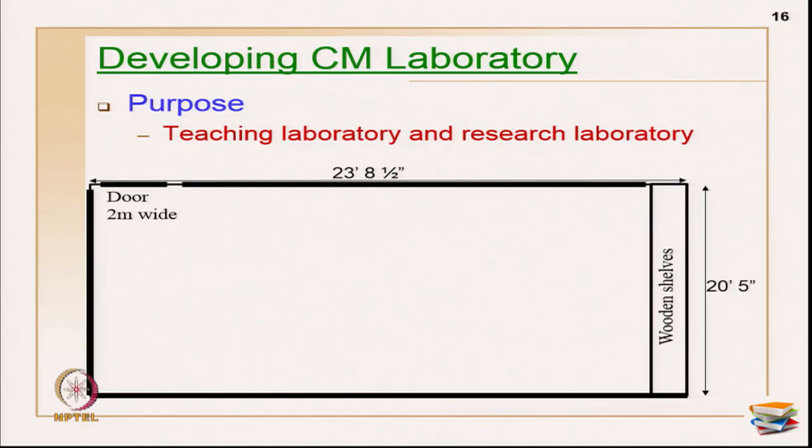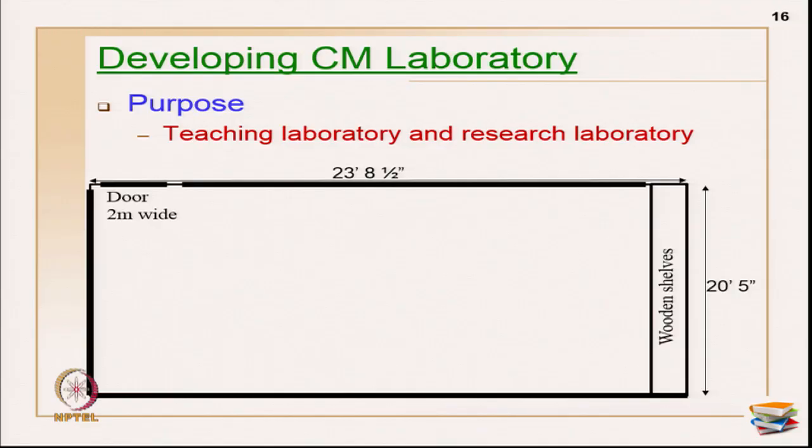So, actually what is the initial scope of the whole work? This has to be developed for a teaching laboratory and a research laboratory. So, teaching means teaching computational software for students, PG students, and also as a research laboratory for the PhD students and MTech students. That was the whole scope of the work.